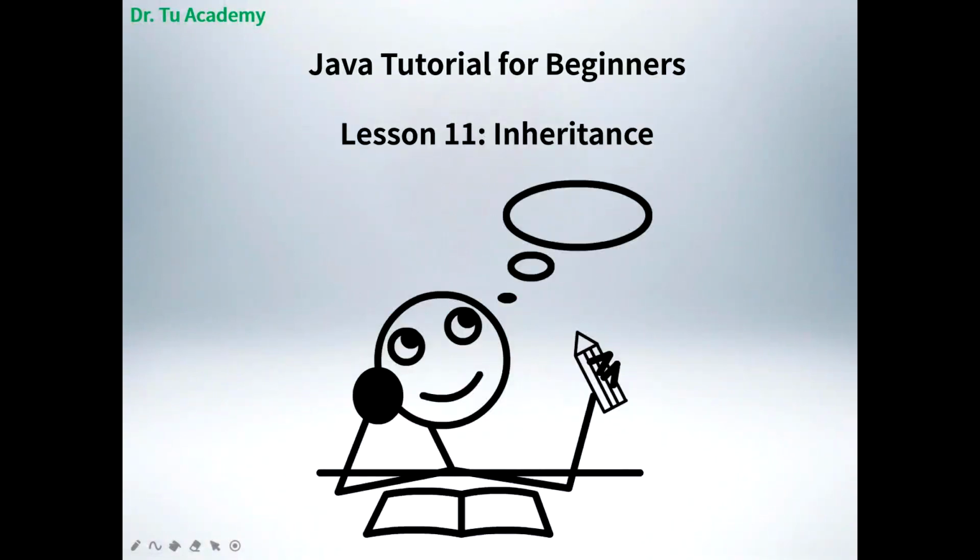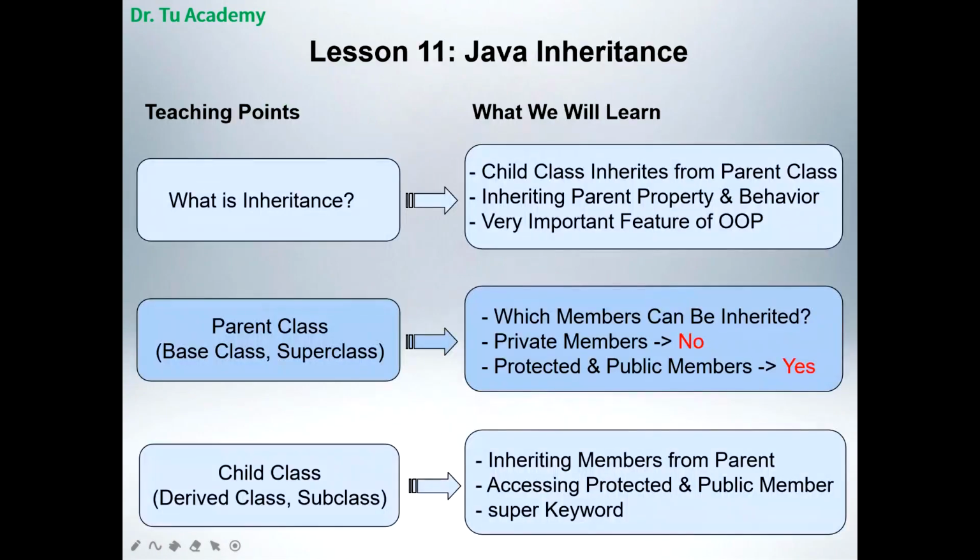The topic of this lesson is inheritance. There are four basic concepts regarding object-oriented programming. They are inheritance, polymorphism, encapsulation, and abstraction. So what is inheritance?